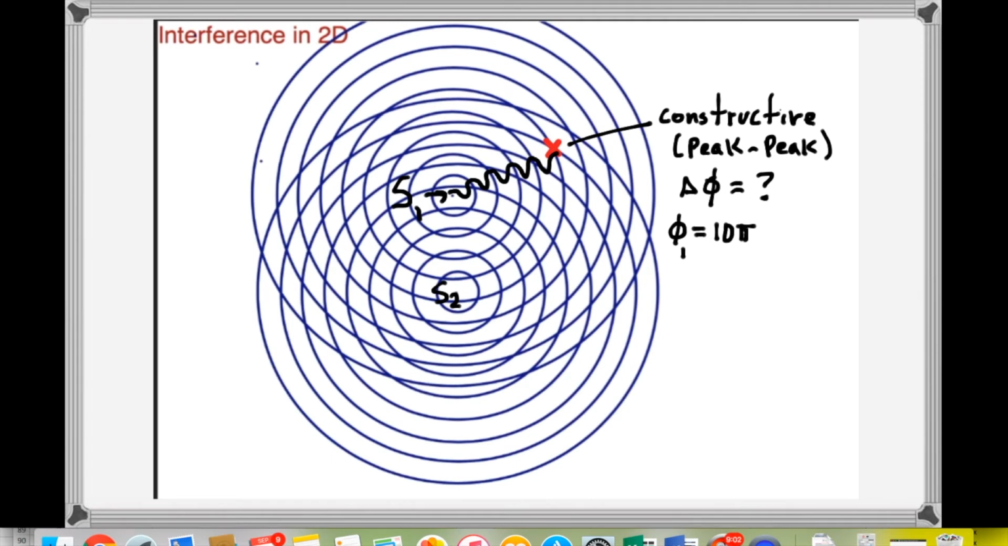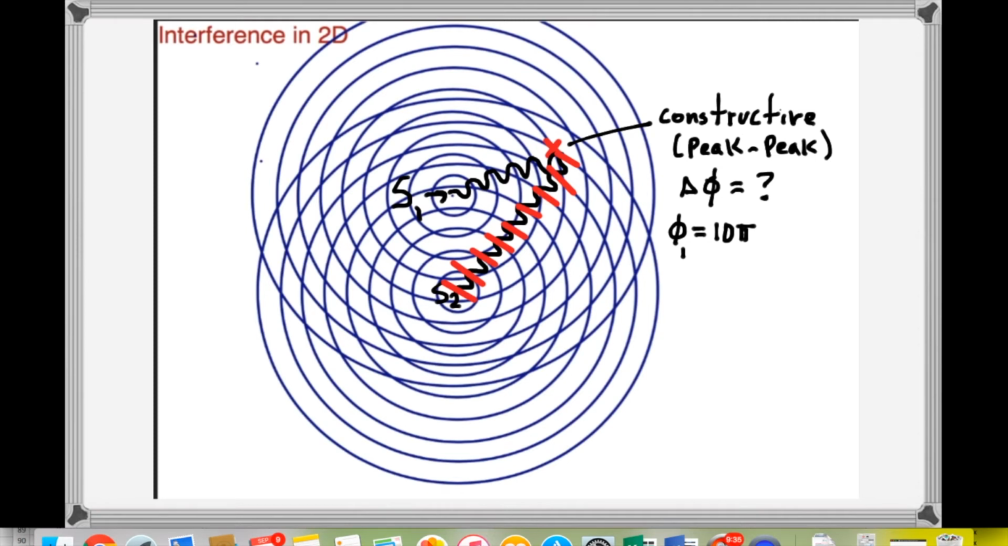Now what's the phase of the wave that is coming from S2? We can do the same exercise. Say that every time we go from one peak to another peak, that's the difference in phase of 2 pi. So we just have to count the number of peaks, and we end up having, let's say, 2 pi, 4 pi, 6 pi, 8 pi, 10 pi, 12, 14 pi, 16 pi. So phi 2 is going to be 16 pi.